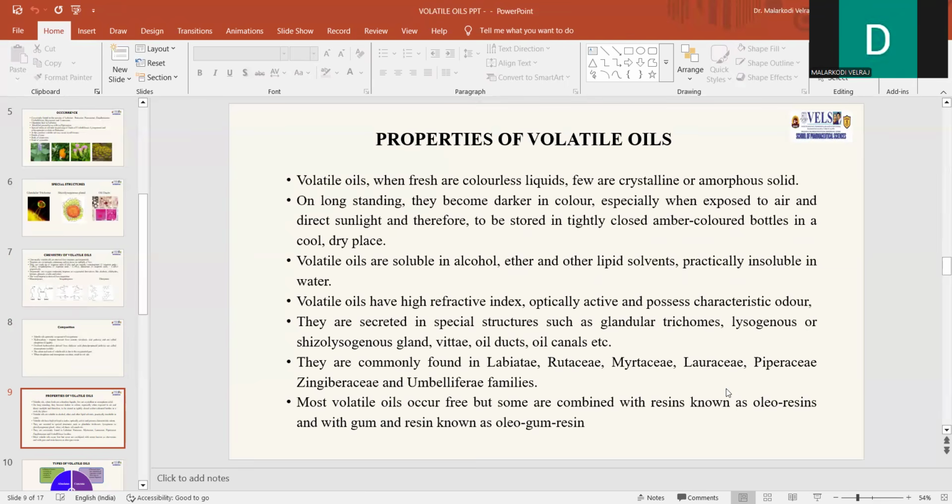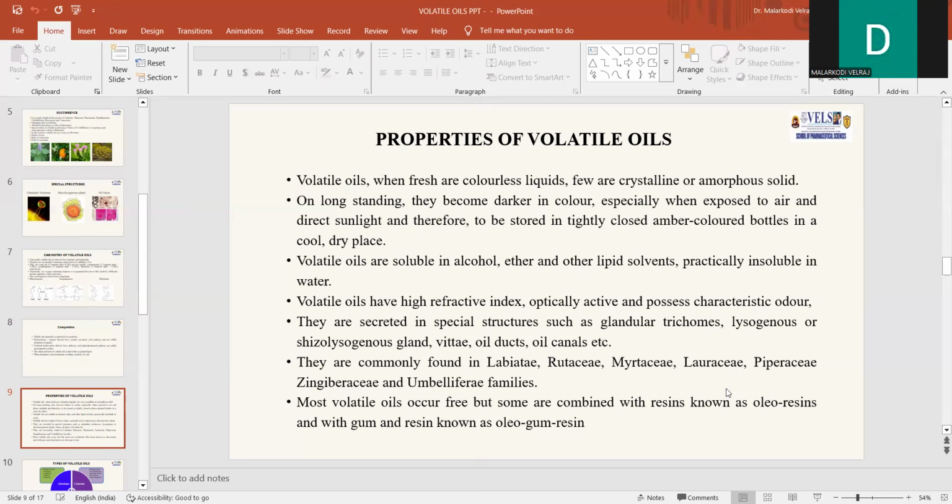Ether and other lipid solvents, practically insoluble in water. Volatile oils have a very high refractive index, are optically active, and possess a characteristic odor. They are secreted in special structures such as glandular trichomes, lysigenous or schizogenous glands, vittae, oil ducts, oil canals, etc. They are commonly found in Labiatae, Rutaceae, Myrtaceae, Lauraceae, Piperaceae, Zingiberaceae, and Umbelliferae family plants.